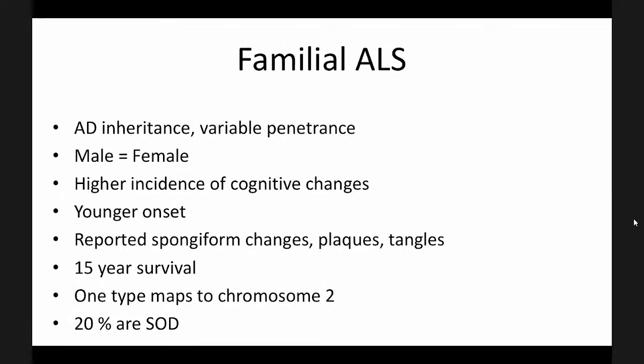Regarding familial ALS, it is not so common. It is autosomal dominant, and we have equal incidence in both male and female. Unlike sporadic ALS, there is impairment of cognitive function as well in familial ALS. And unlike the sporadic type, the age of onset is younger in the familial type. The survival is also longer than in sporadic, around 15 years.